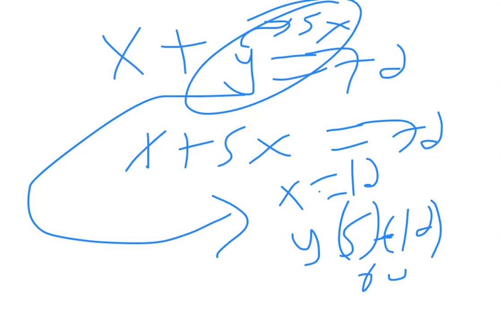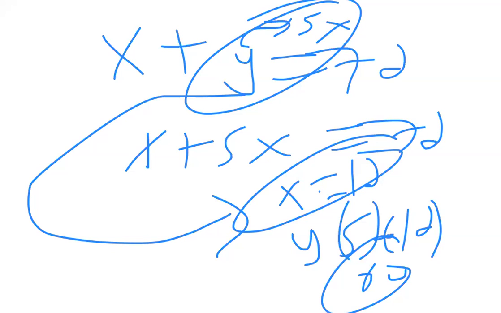So 60 plus 12 equals 72, which is good, and 12 times 5 is 60, so 60 is 5 times the other number. So the answers are 12 and 60, because 60 plus 12 is 72, and it's 5 times the other. So yeah, that's how you do that problem. And you move on.